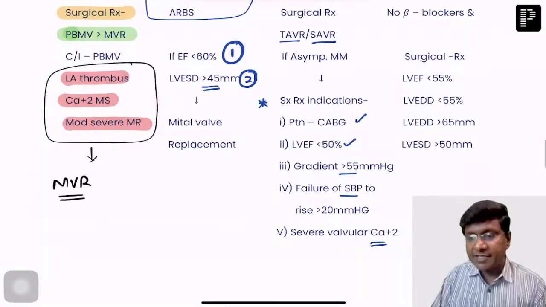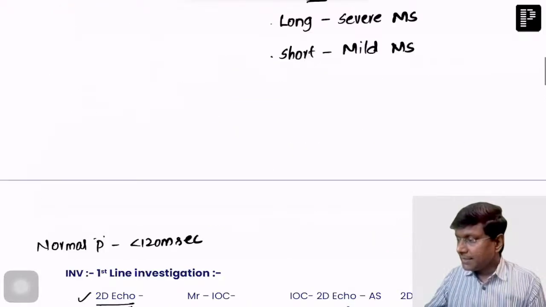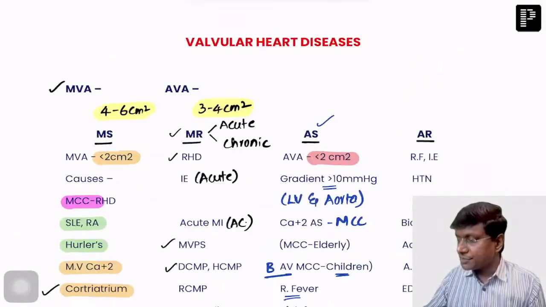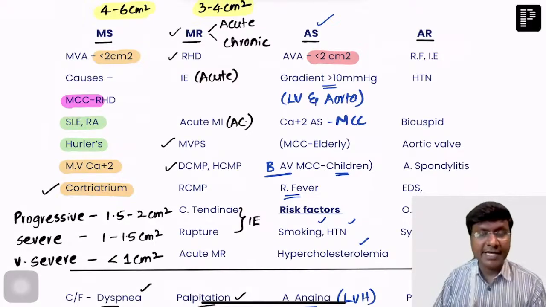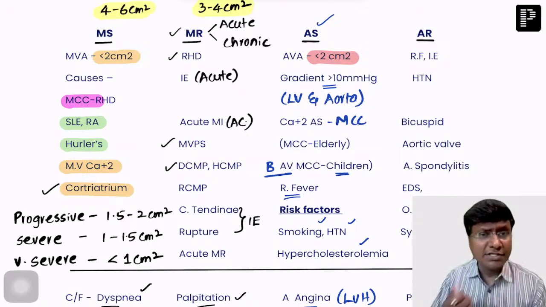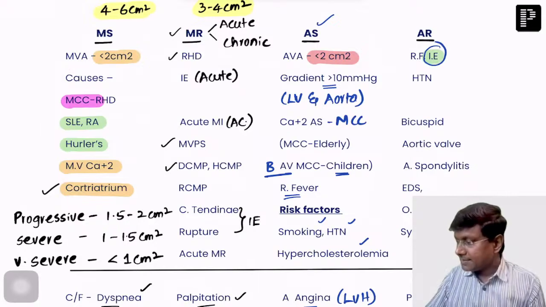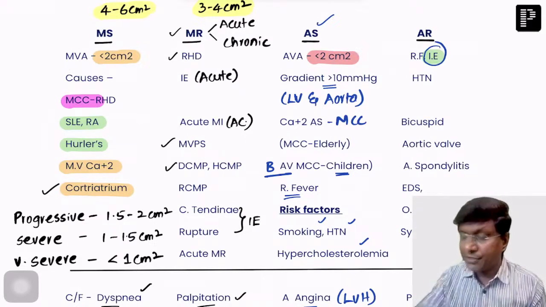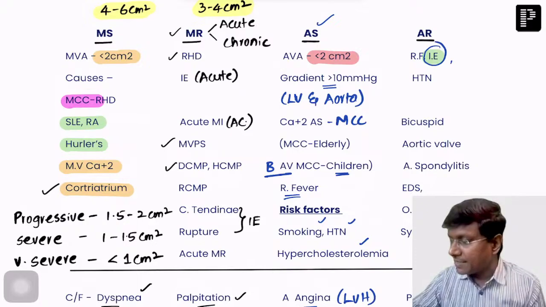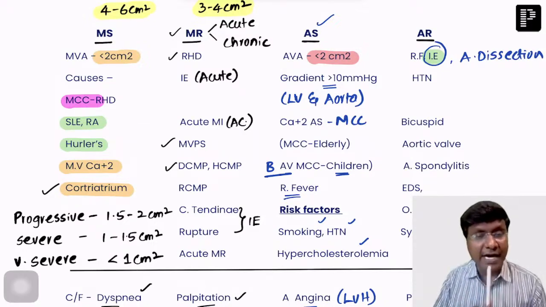Now, after having discussed AS, the last one is the AR. If you take AR, aortic regurgitation, what are the etiologies for AR? Again, in AR you have acute AR as well as chronic AR. What are the causes for acute AR? Infective endocarditis is one which will cause acute AR. Then another important condition where you will have acute AR is aortic dissection, right? Aortic dissection. These are the causes for acute AR.